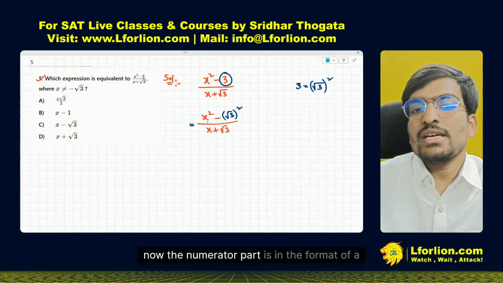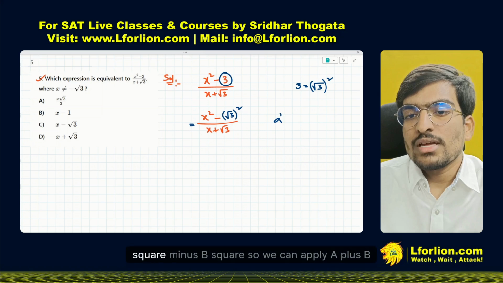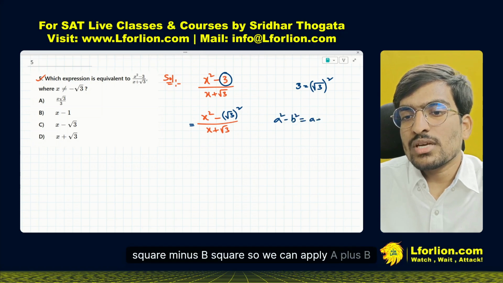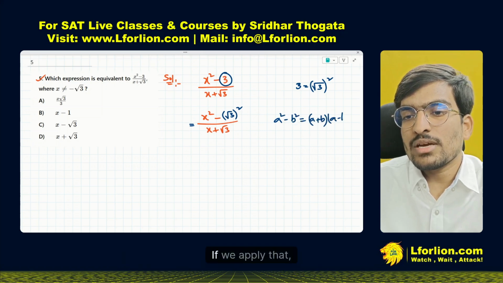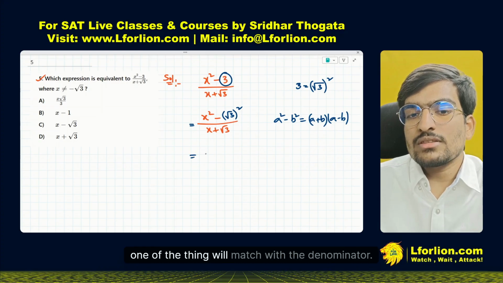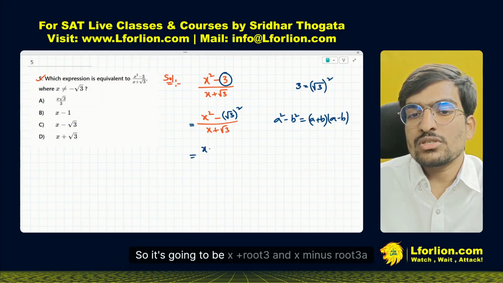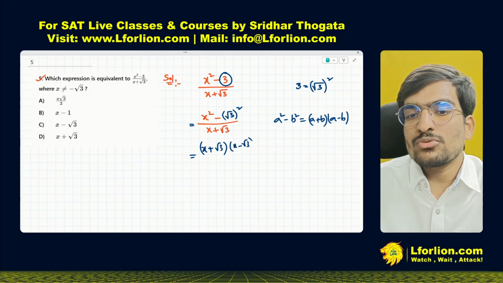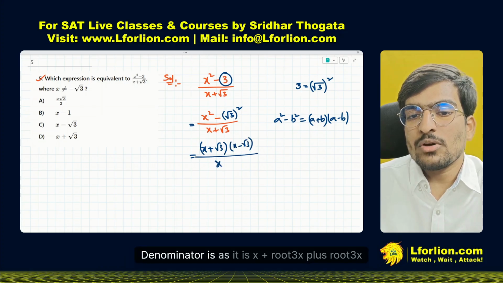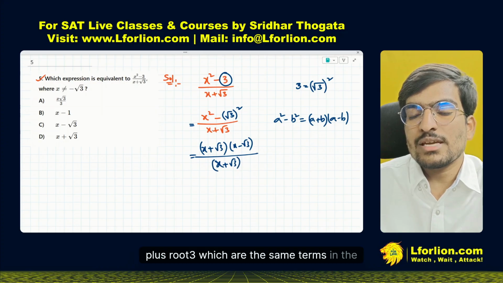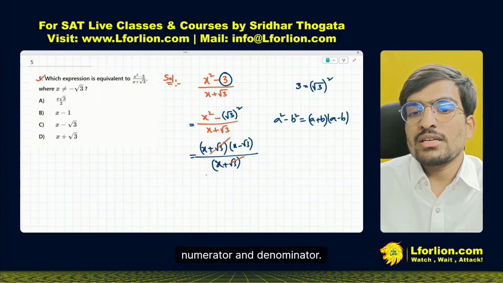Now the numerator part is in the format of a square minus b square, so we can apply a plus b times a minus b. If we apply that, one of the things will match with the denominator, so it's going to be x plus root 3 and x minus root 3. A plus b, a minus b. Denominator is as it is, x plus root 3. X plus root 3, x plus root 3, which are the same terms in the numerator and denominator. So cross out.